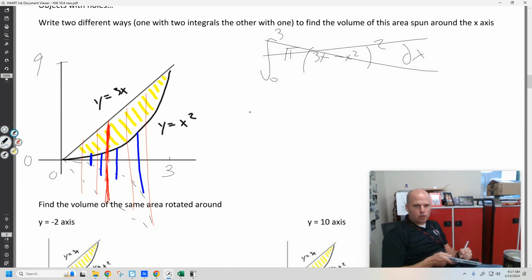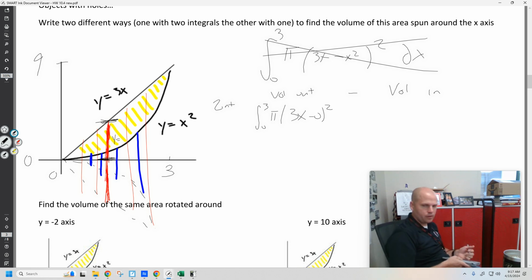This is the two integral approach. The two integral approach is taking the volume all the way to the outside and subtracting the volume of the inside. The volume of the outside here uses the radius y equals 3x minus 0. I don't have to put the minus 0, but I'm going to put it. Okay?